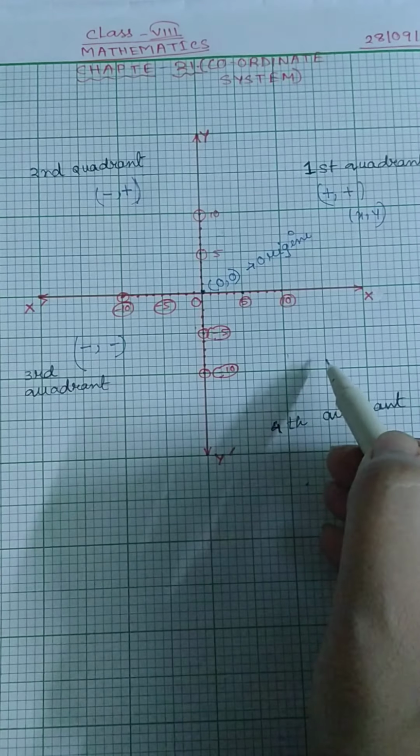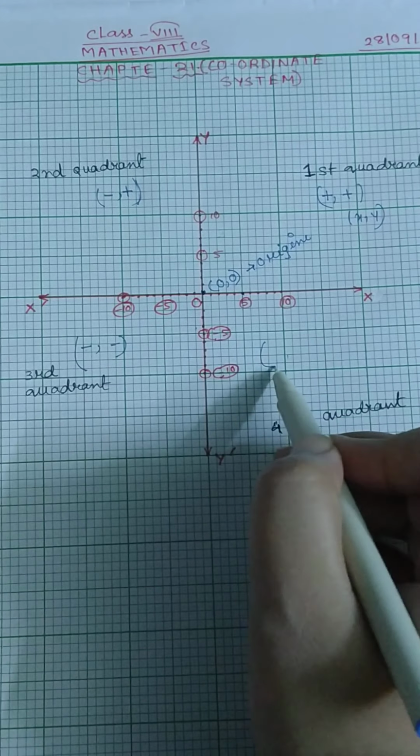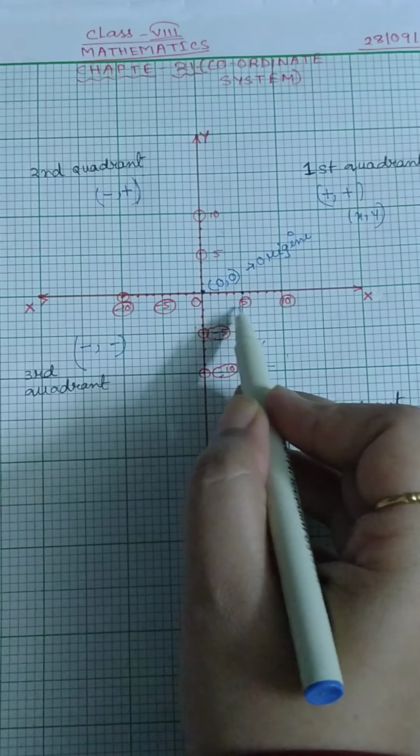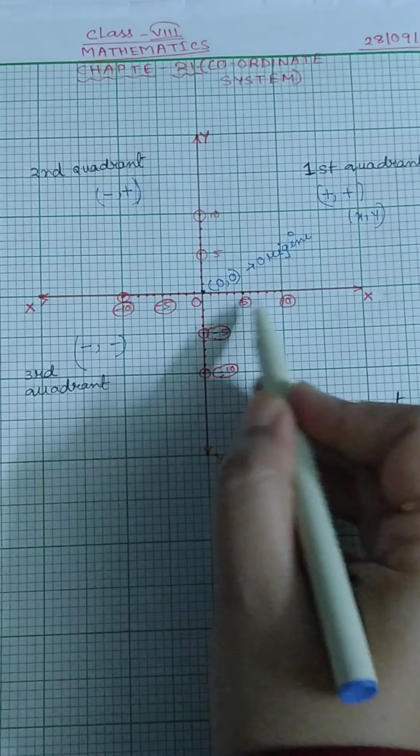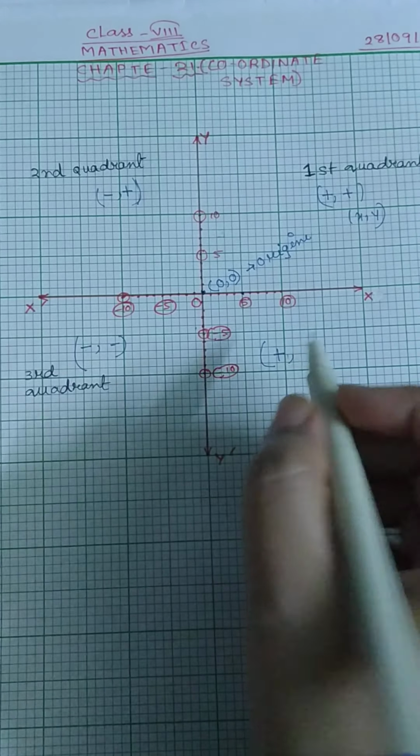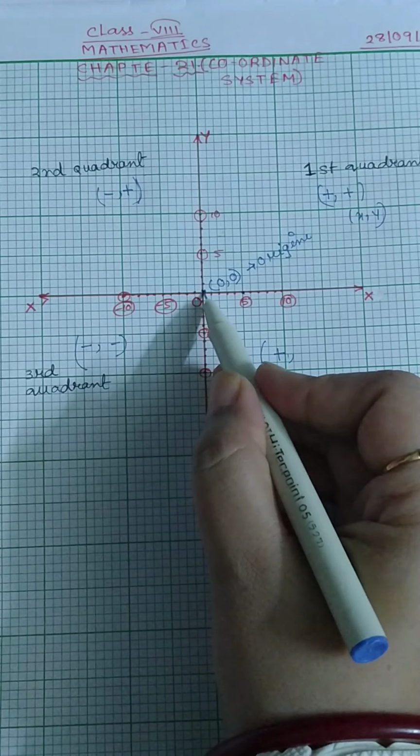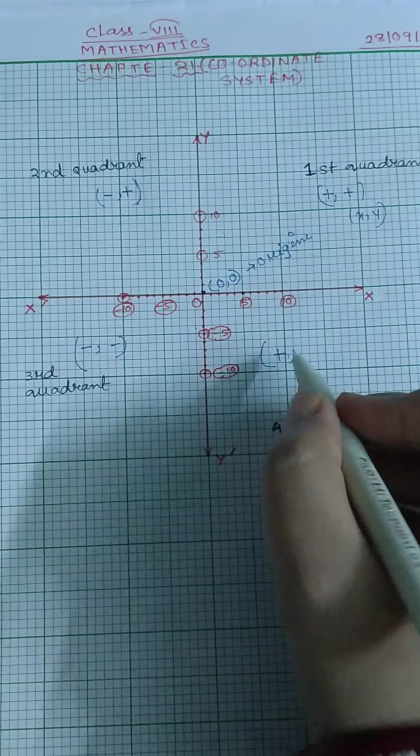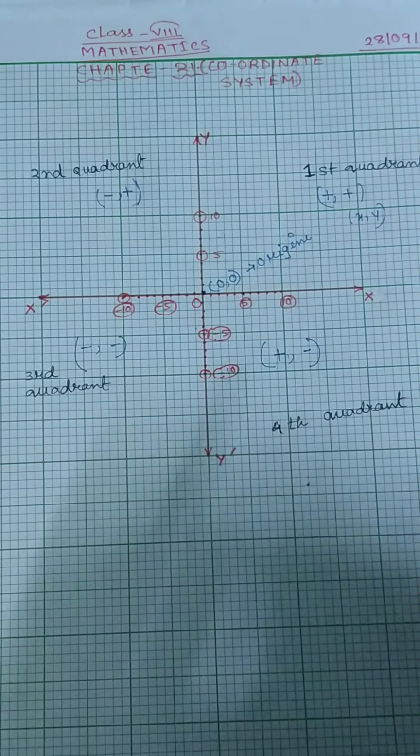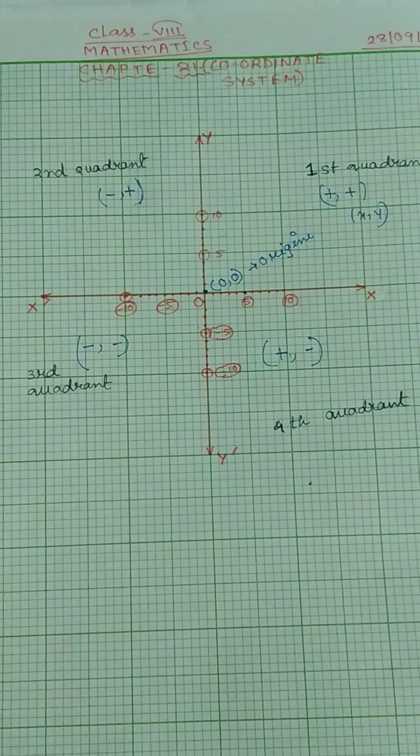And in this one, the x value will be on the right side. The right side of the 0 or the origin is a positive number, so it is plus, and below the origin, below the 0 point, it is minus, so the y-axis value is minus.